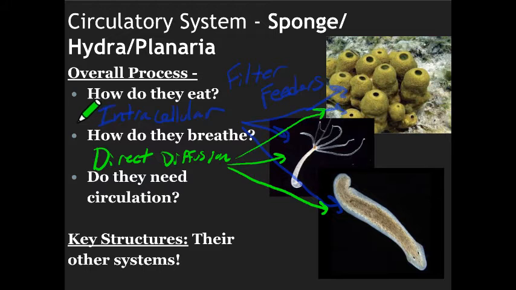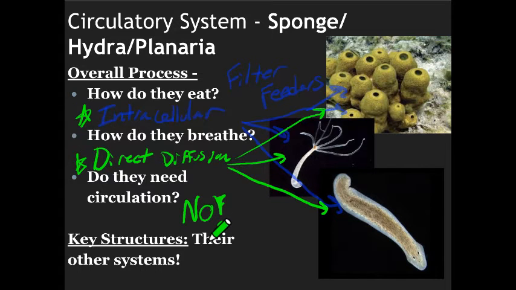So based on this and this, do they need circulation? The answer is no, all right? Why don't they need circulation? Well, other systems take care of the jobs for them. They don't need complex hearts, arteries, and blood vessels to move things throughout because they, quite honestly, are small and have low energy demands, which means they don't eat a lot of food. They don't need a lot of nutrients moved.